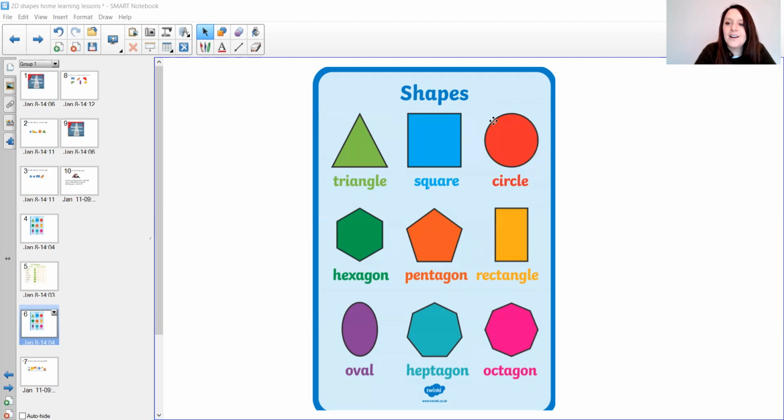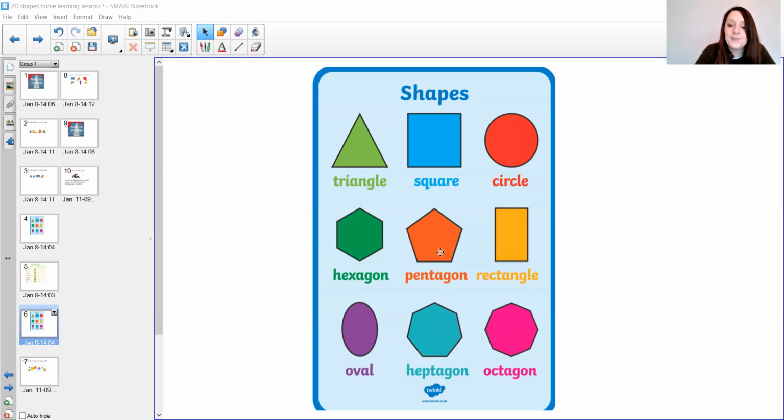Next we have, that's right, a circle. 1 curved side, no vertices, no corners, a circle. So hopefully you'll have drawn a triangle, a square and a circle. You may have tried to draw this one, a bit trickier. This is a hexagon with 6 sides and 6 corners, 6 vertices.